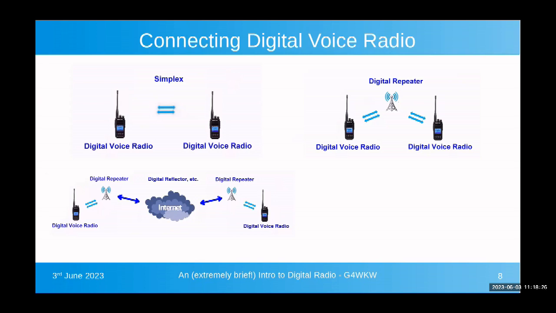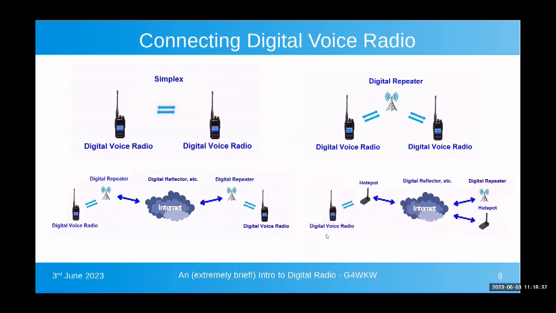Now, what happens if you haven't got a repeater locally? Then what you can use instead is what's called a hotspot. So a hotspot has a radio in it, a very low power radio, only to you locally, you know, at home or wherever you happen to be. And you can use your radio to talk to the hotspot, and the hotspot is connected to the internet and connected to the networks. And at the other end, you could be talking to somebody connected to a hotspot at their end, or they could be connected to a digital repeater local to them.